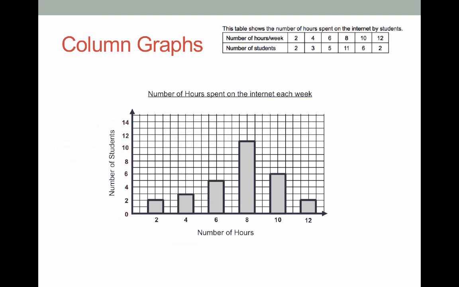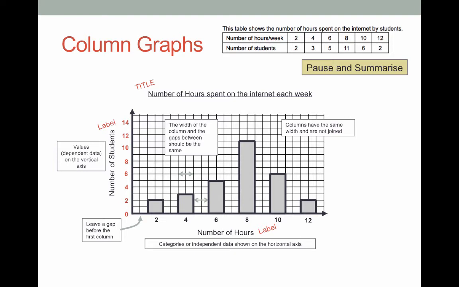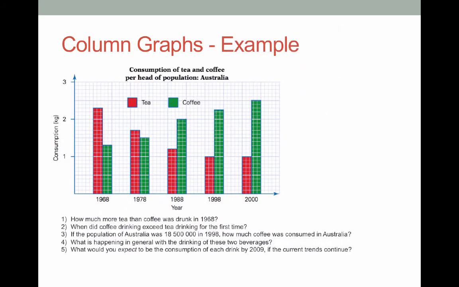Here's what the graph looks like without any labels on it. What I'd like you to do is pause and summarize what's on the screen. If you don't have any grid paper, use a ruler accurately in order to draw up this graph. Okay, hopefully you've drawn that and you have a good idea about what a column graph is and how it's created. Now we're going to take a look at an example.